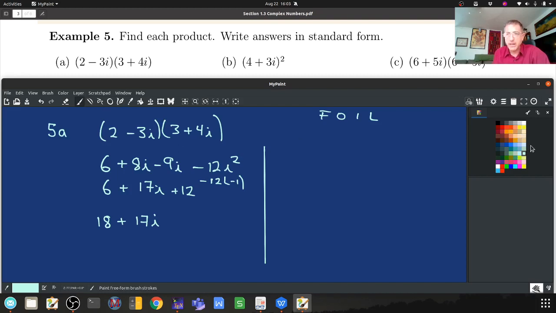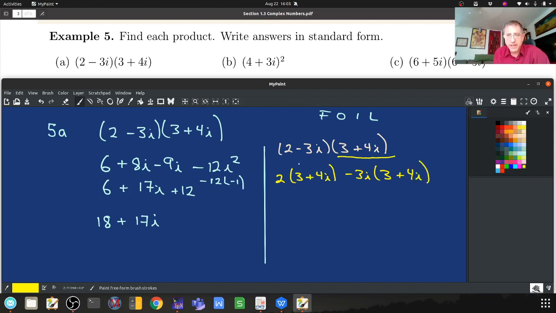So the other way I like to do this is 2 minus 3i times 3 plus 4i. I like to do it this way. So what I do is I keep this as one thing to itself. So I multiply 2 times 3 plus 4i. And then I multiply minus 3i times 3 plus 4i. And we'll see if I got the right thing.